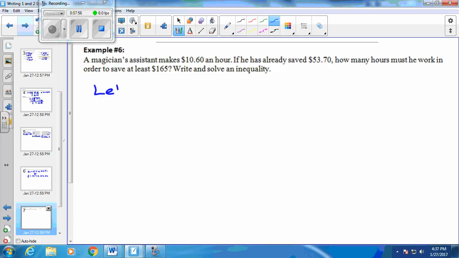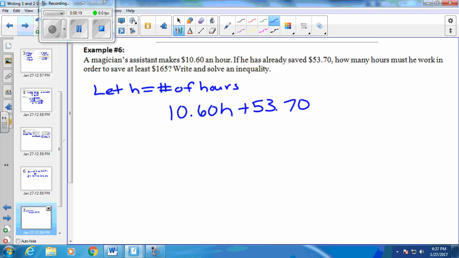So I'm going to say let H equal the number of hours that they have to work. If he makes $10.60 an hour, that sounds like a rate to me. And that sounds like I'd have to do $10.60 times the H. He's already saved $53.70, so I can add that in. And he wants at least $165, so that's going to be a greater than or equal to symbol, and then 165. Go ahead and solve that.